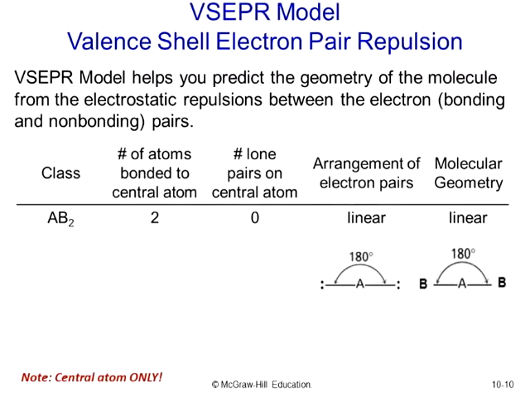Okay? So VSEPR models, valence shell electron pair repulsion. That's what VSEPR means. So the VSEPR model helps you to predict the geometry of the molecule from the electrostatic repulsions between the electrons, bonding and non-bonding, in association with the atom. We look at the electrostatic repulsion between the electron pairs. Now, when we look at the electron pairs, we will be looking at atoms as well. So, we will be talking about atoms, and we will be talking about lone pairs. So, there will be repulsion between the atoms, and there will be repulsion involving lone pairs.